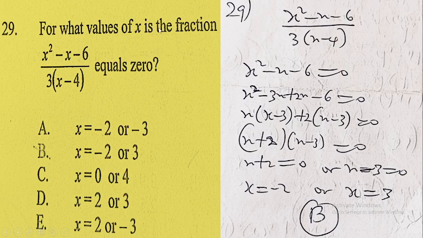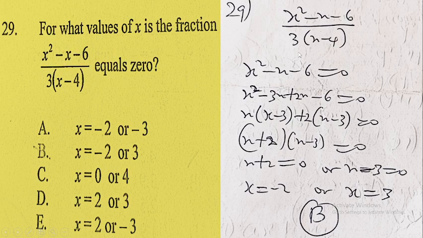For what value of x is the fraction (x squared minus x minus 6) over (3x minus 4) equal to 0? The condition that makes a fraction to be 0 is when the numerator is equal to 0. So when this numerator is equal to 0, then the fraction will be 0 as well. So we need to equate this numerator to 0.